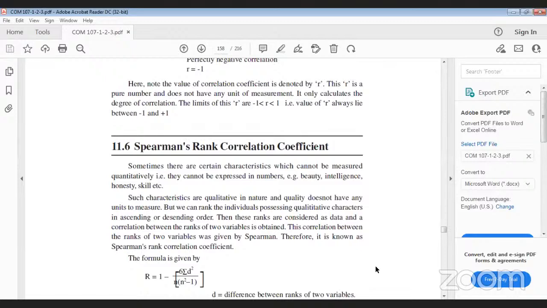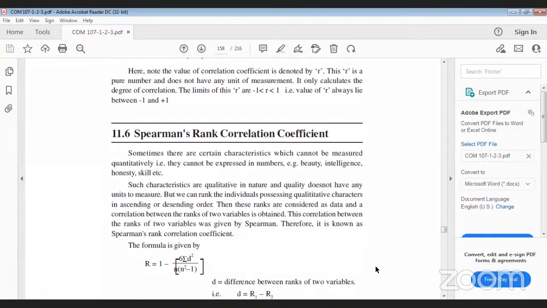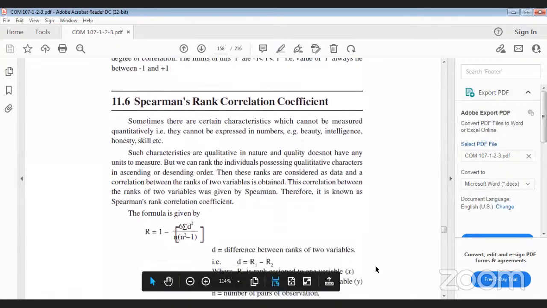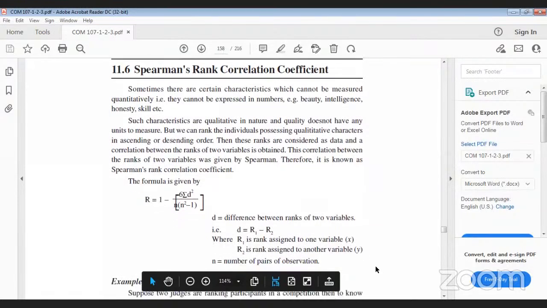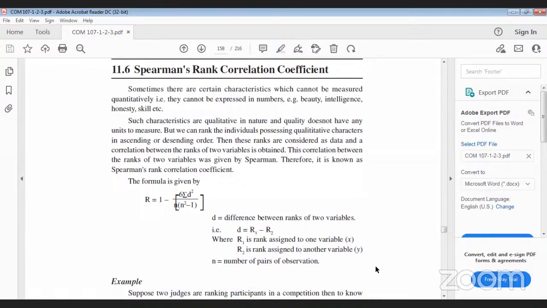This correlation between the ranks of two variables was given by Spearman, and therefore it is known as Spearman's rank correlation coefficient. He has given the formula: R is equal to 1 minus, in brackets, 6 summation d square upon n into bracket n square minus 1, bracket complete, and the big bracket is also complete.